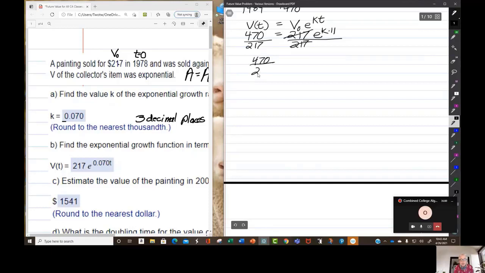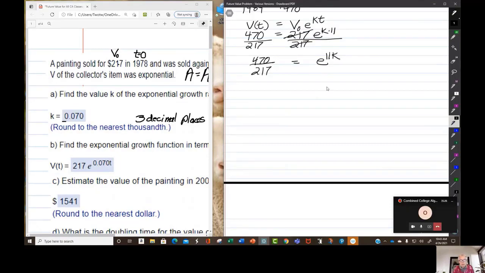470 over 217 equals e^k times 11, and 11 times k are the same thing. We usually put the number first. So 470 over 217 equals e to the 11k.